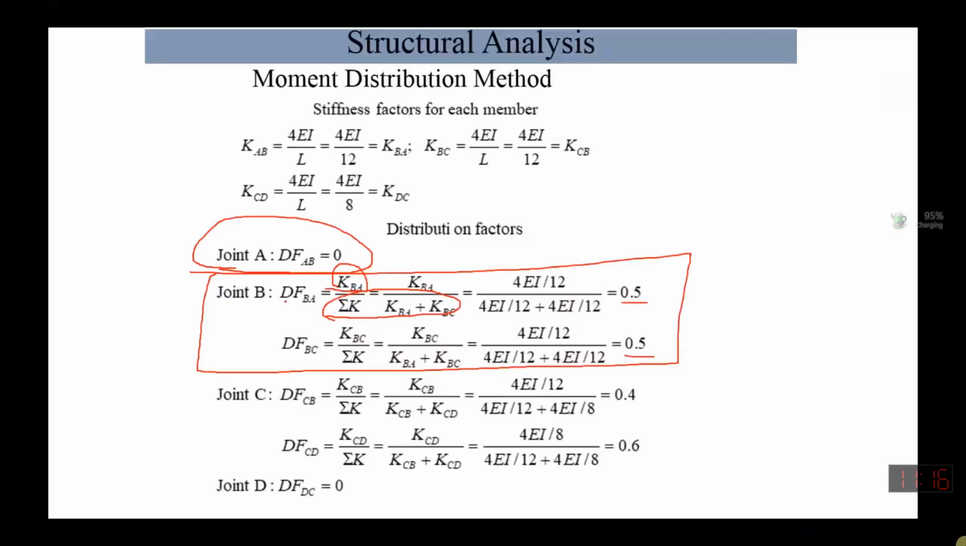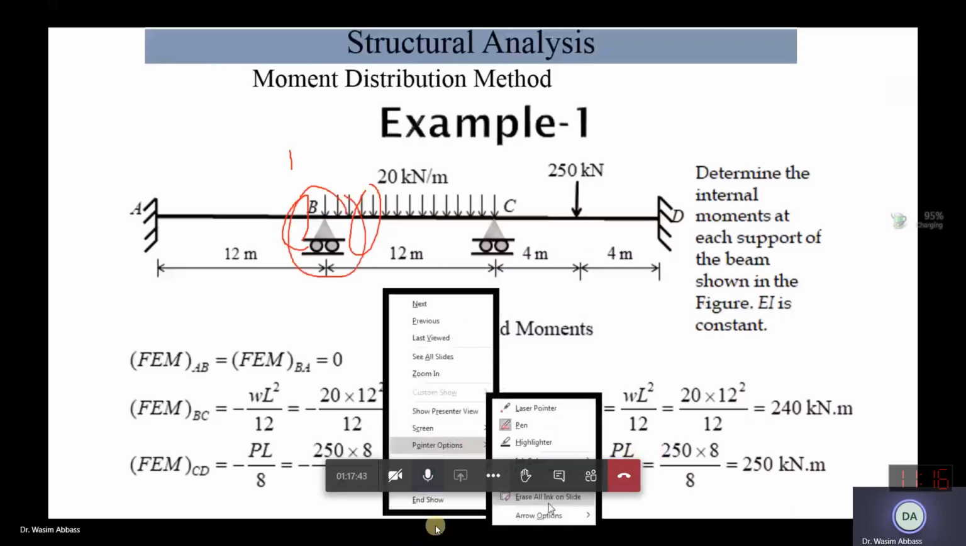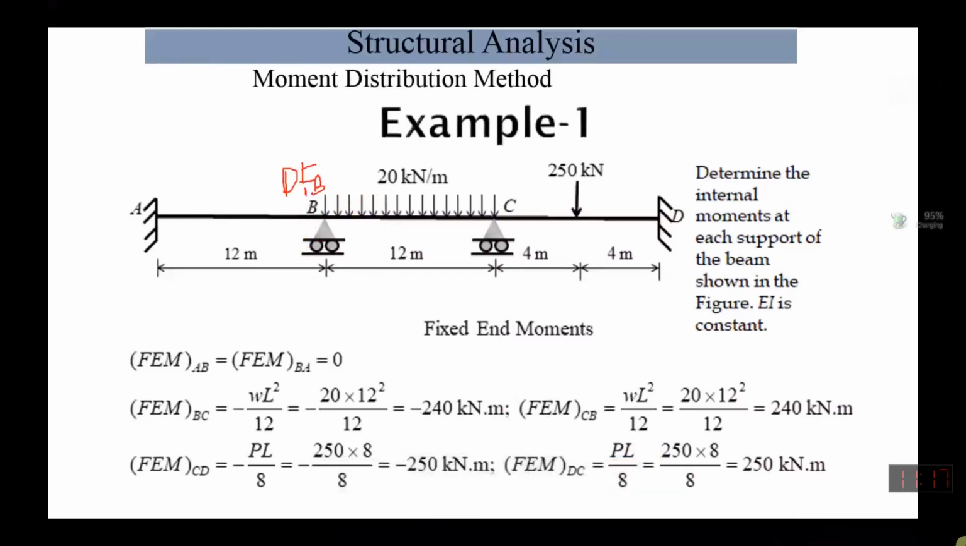So for this joint, how many distribution factors? Can anybody answer? BA and BC. Distribution factor BA and distribution factor BC. Let's say there is one more member like this. Then there should be one more distribution factor actually. Clear? If it is the case, yes sir, you need one more distribution factor. If there is one more member, you will use one more distribution factor.